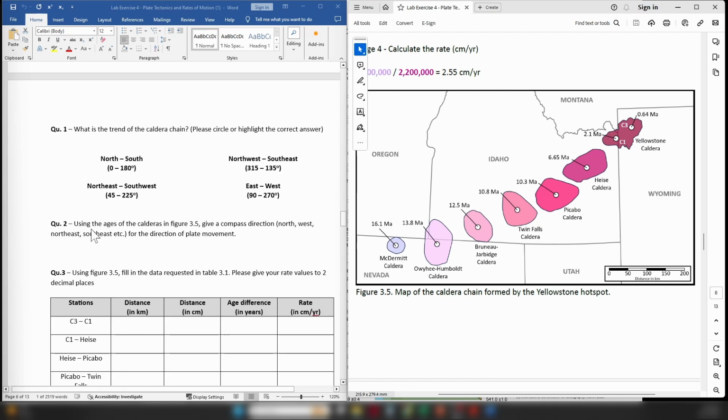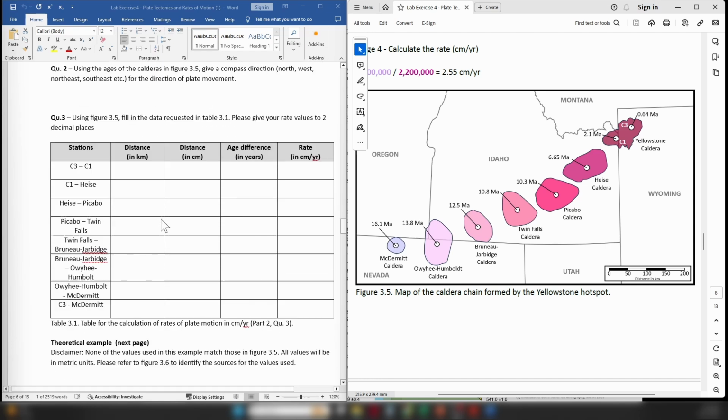Now, using the ages for the calderas, so we can see the ages are marked out here for each of these white circles. So using the ages of the calderas in figure 3.5, give a compass direction, so north or west, northeast, southeast, for the direction of plate motion. And remember, the direction of plate motion will be in the direction of the rocks becoming older, okay? Because those rocks are being taken from the hotspot and they are being transported away from it.